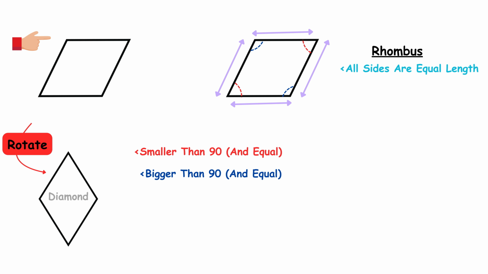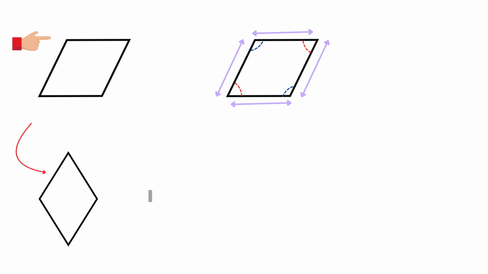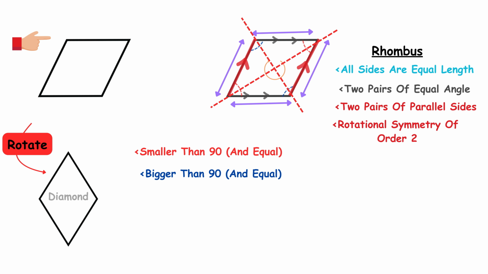Instead, it has 2 larger angles that are equal to each other and 2 smaller angles that are also equal to each other. In total, that makes 2 pairs of equal angles. A rhombus also has 2 pairs of opposite sides that are parallel, giving it a total of 4 parallel sides arranged in pairs. Additionally, it features 2 lines of symmetry and has rotational symmetry of order 2.